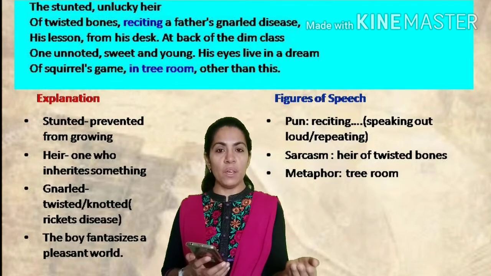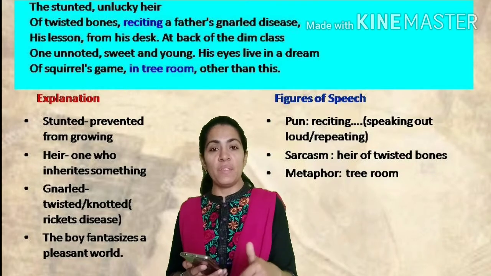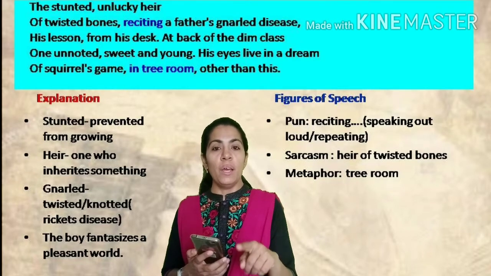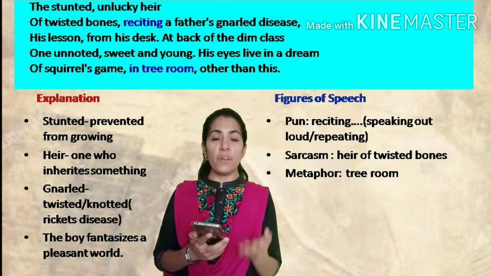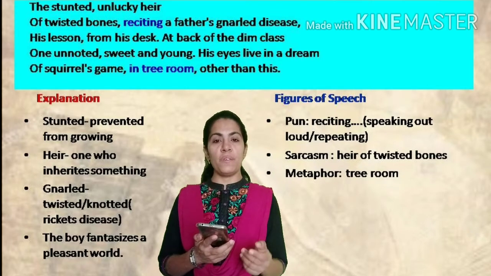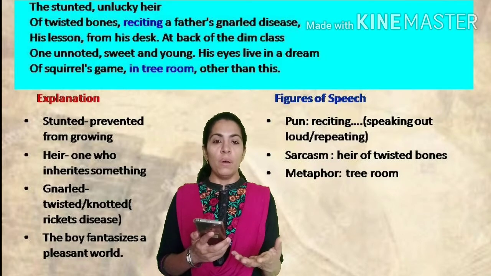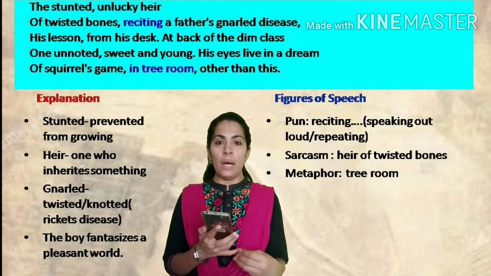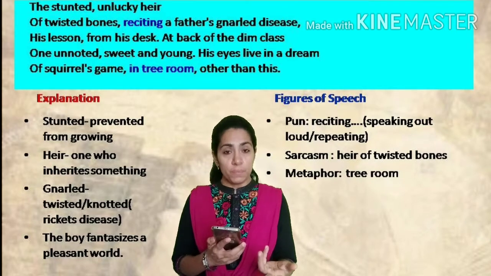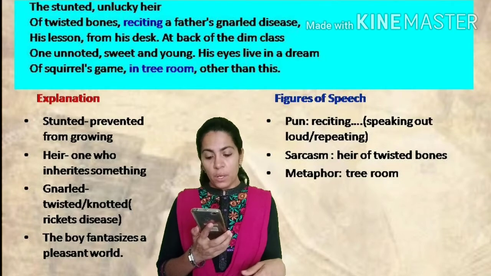He is repeating out loud the lesson that the teacher is giving, but at the same time, he is reiterating his father's disease. So the poet is referring to the disease of rickets here, the gnarled disease where the bones are twisted, or there are knots in the bones, and this boy is an unlucky inheritor of this particular disease.